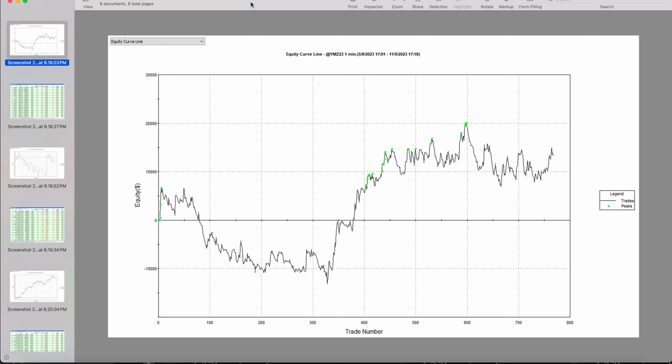Let's dive right in here and look at our trading systems and how the markets did today. So, this is our automated trading system, the results. This is our equity curve.